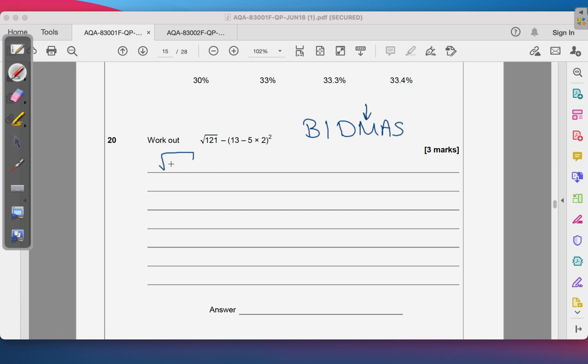So let's write everything out. Square root of 121 minus, doing the brackets first, 13 minus, and then the multiplication, 5 times 2, which is 10. We don't do the squared first because that's on the outside of the brackets, so we do that afterwards. We only look at the inside of the brackets at the moment. We still have this sum in here, so we need to finish that off: square root of 121 minus 13 minus 10 is 3 squared. Now we can get rid of the brackets because they're not doing anything. So we've done the B, now I for indices.